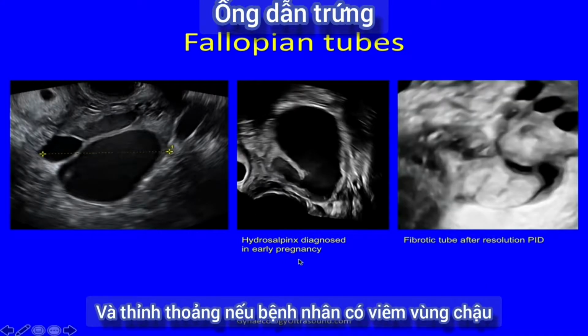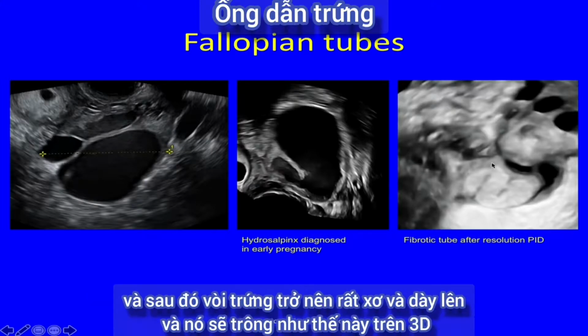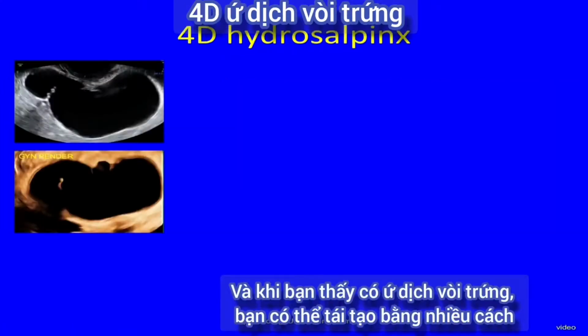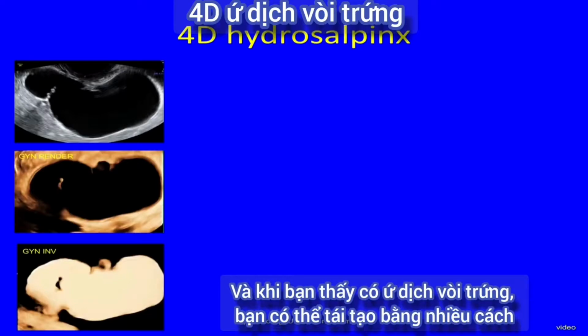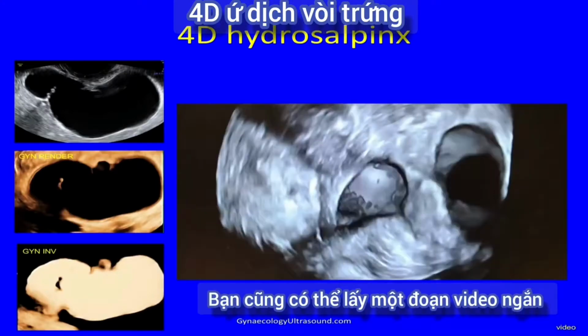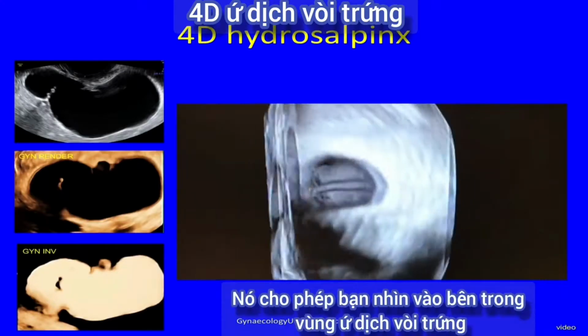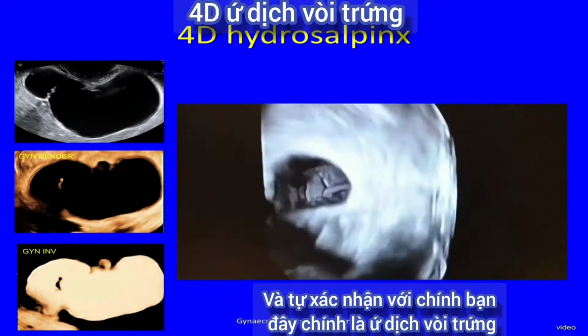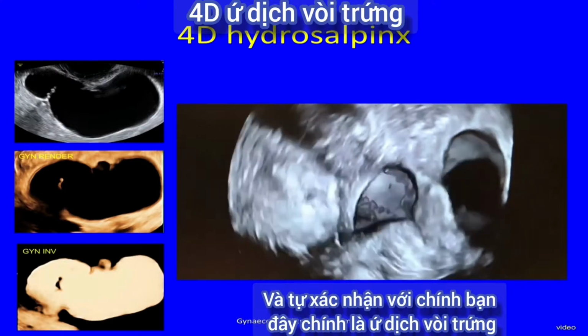And sometimes if people have had PID, afterwards the tube becomes very fibrotic and thickened, and this is what that would look like on 3D. And when you see a hydrosalpinx, you can render it in different ways, but you can also take a little video clip of it, and it allows you to look inside the hydrosalpinx and confirm to yourself this is indeed a hydrosalpinx.